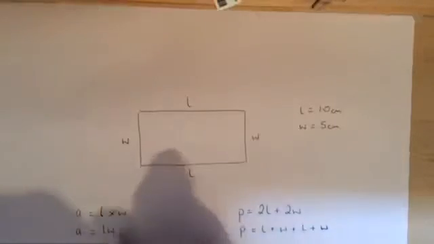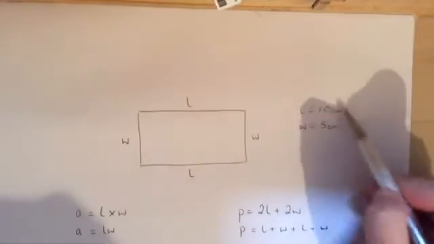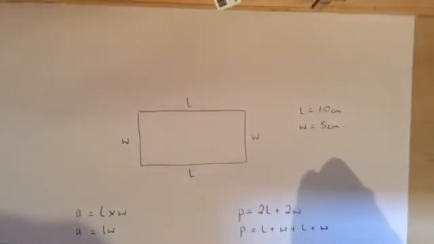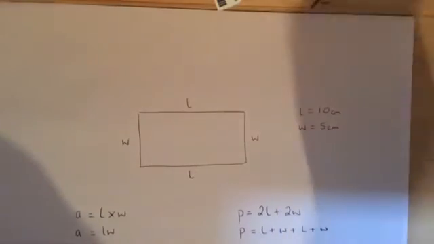Okay, so now we've got these formulae, can we use that to help us actually calculate the area and perimeter of this rectangle? Okay, pause the video, have a go at calculating the actual area and perimeter, and then restart when you're ready to go through the answers.